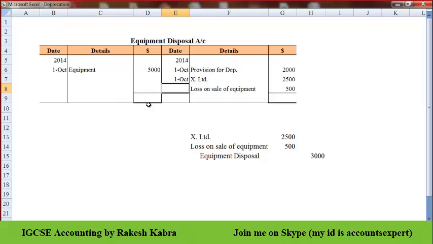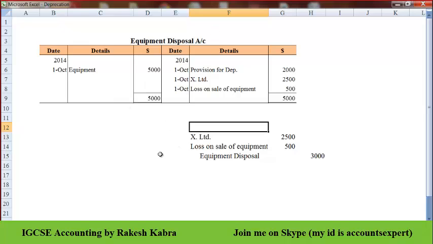October 1st, and here also October. Okay, so equipment disposal account created, so that's why on its credit side I wrote the name of the opposite account, X Limited, with 2,500, and loss on sale of equipment with 500. Got it? Now equipment disposal account is closed, as the total of both sides is equal. There is no balance in equipment disposal account. It shows zero balance.